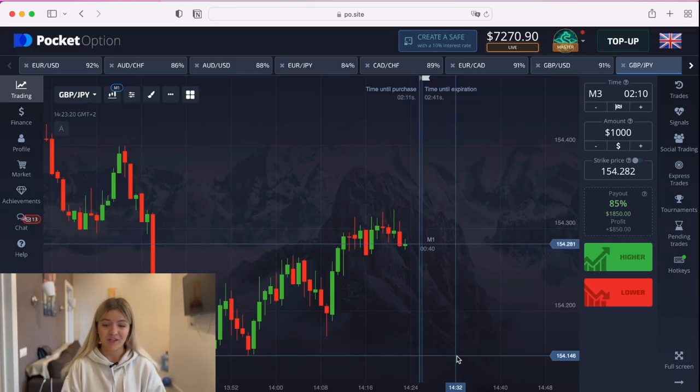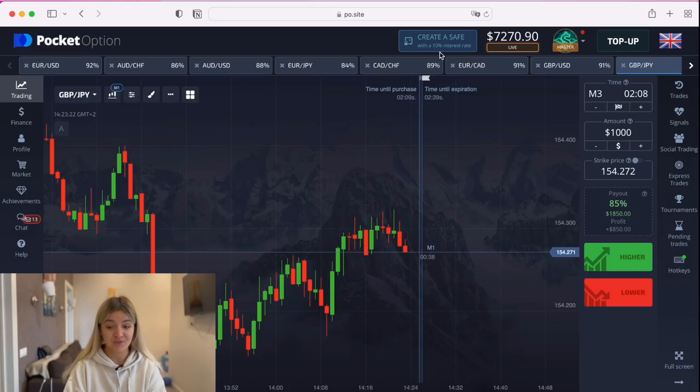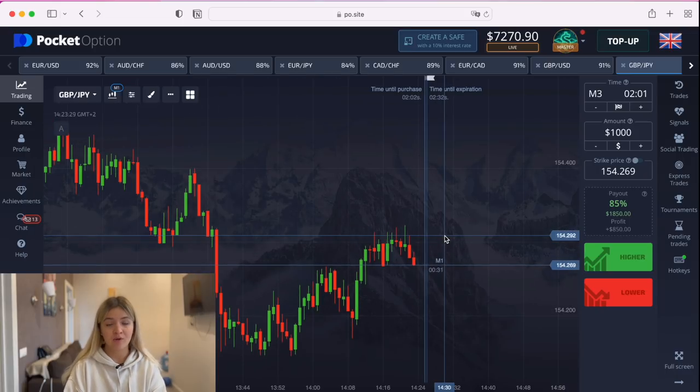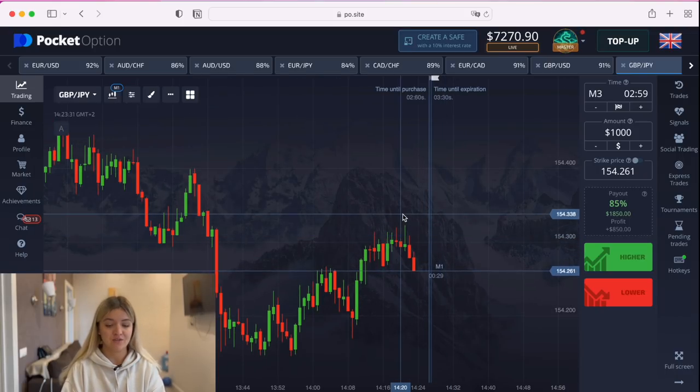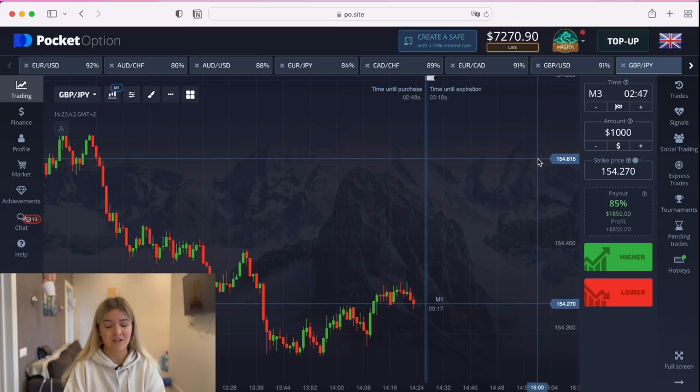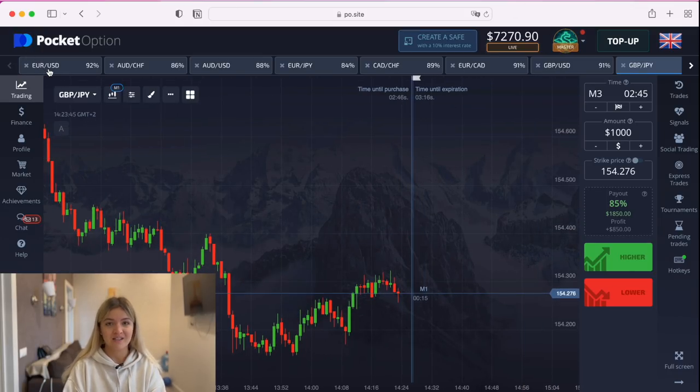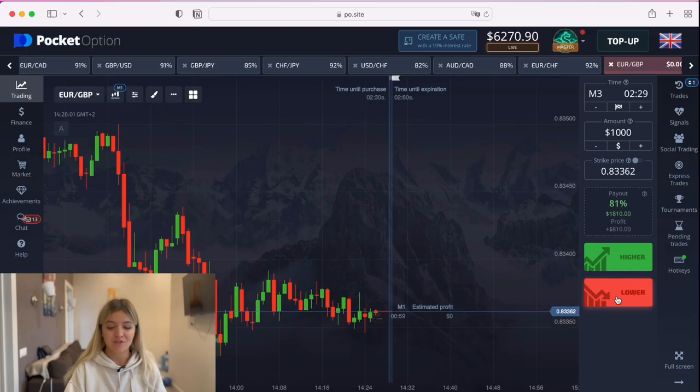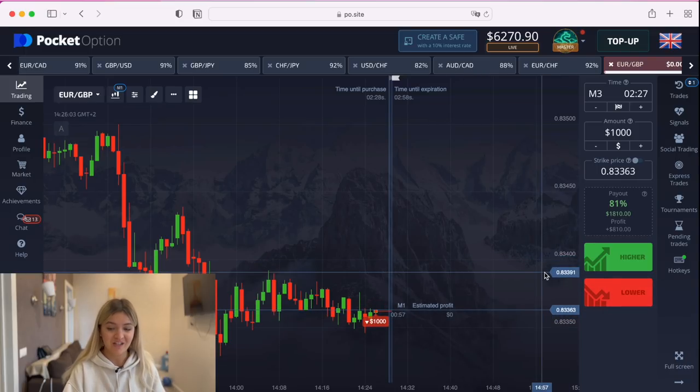Well guys, Pocket Option again. I've already chosen the currency pairs and I'm going to trade by technical analysis today. So now I have $7,000 and let's finally start. Well guys, I want to make a put option here on 3 minutes.